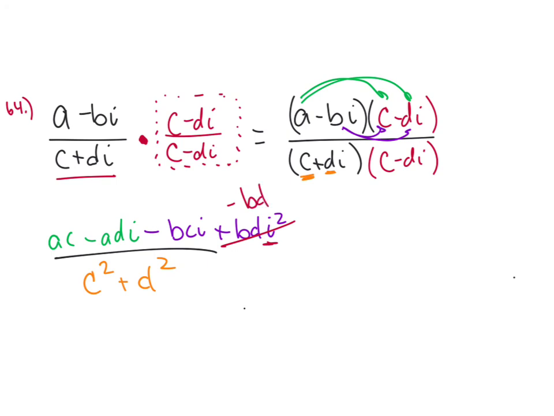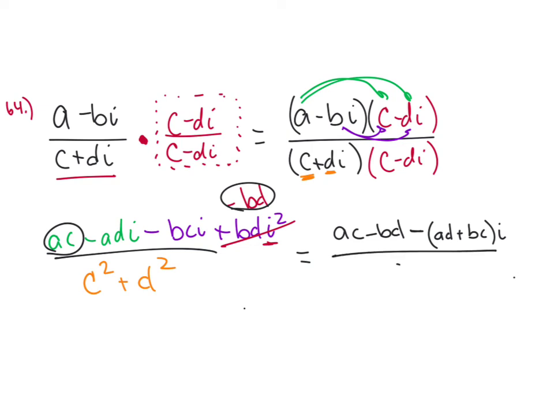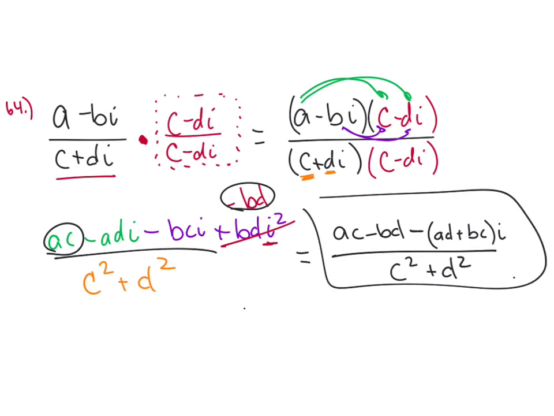So nothing has changed concept-wise. It just got really awkward and messy because they're all letters. So I know to finish this, I'm going to put AC minus BD. Then they both are being subtracted, so I'm going to subtract AD and BC, all with an I. And the whole thing is over C squared plus D squared. And that's it. You don't have to get some nice answer at the end.